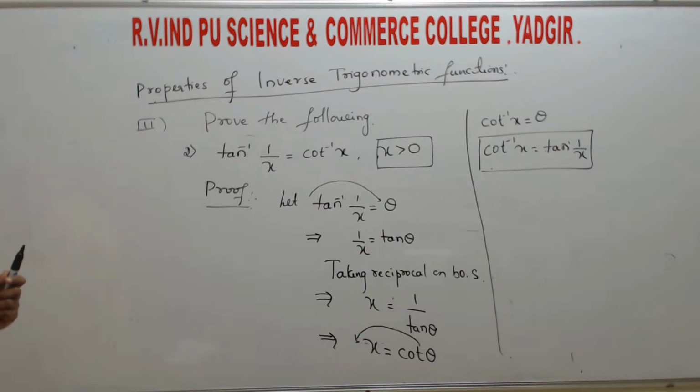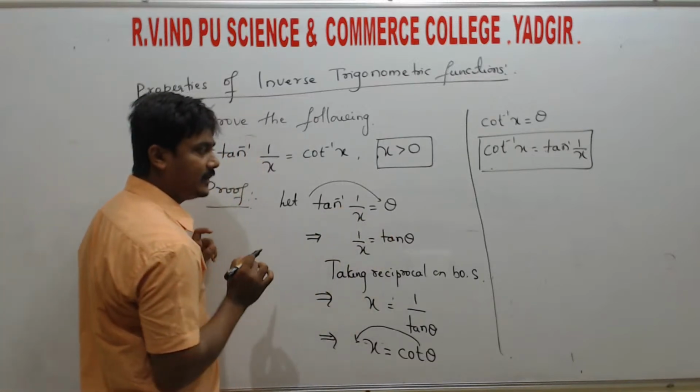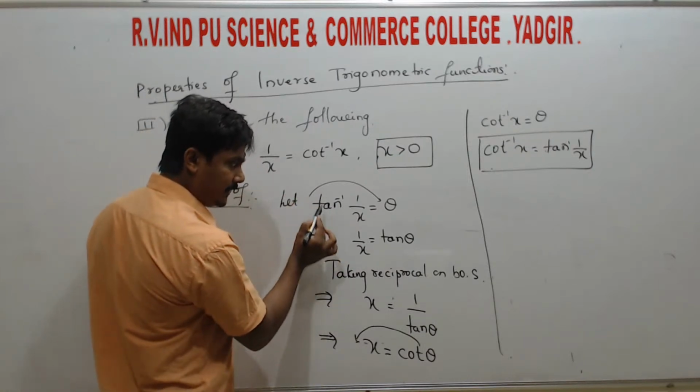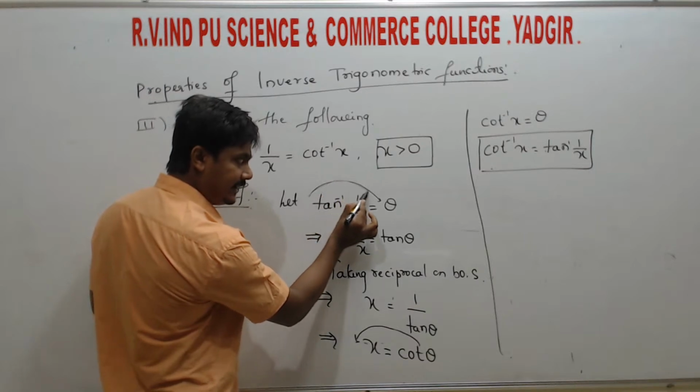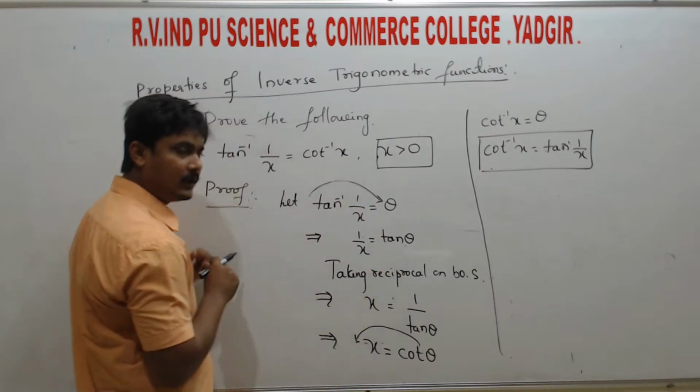We know that the image of any inverse trigonometric function is an angle. Do you agree? The image of any inverse trigonometric function is what? An angle. So we have taken tan inverse of 1 by x equal to theta. According to the definition of inverse tan, if I take it to the right side, tan theta will be equal to what? 1 by x.